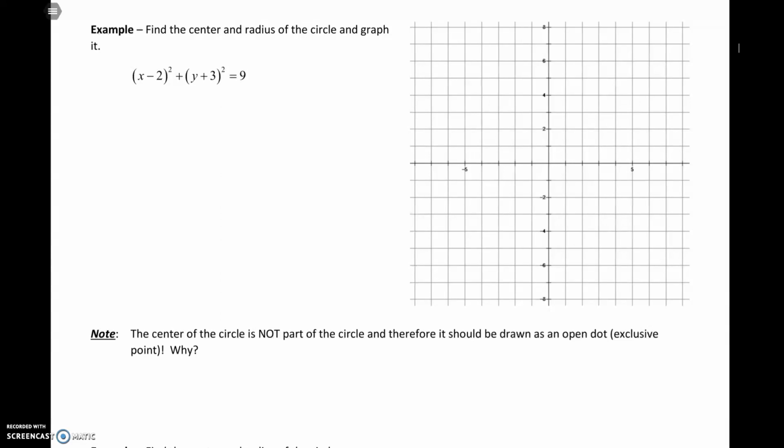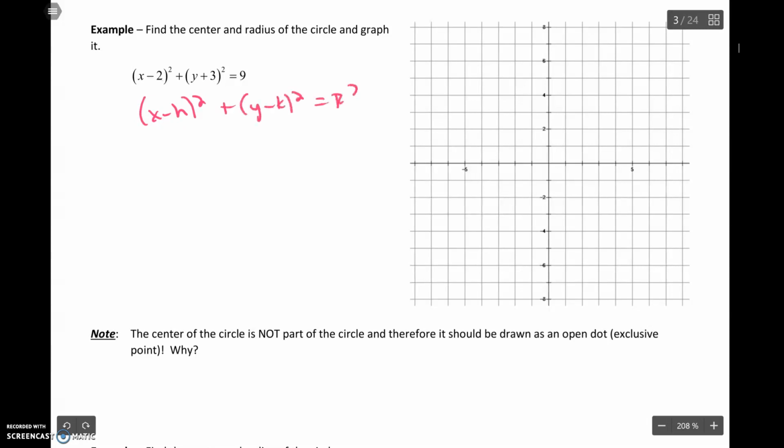Find the center and radius of the circle and graph it. So this is in (x − h)² + (y − k)² = r² form. My h is going to be 2, so that's the x coordinate of the center. My k is going to be the opposite of 3. And my radius squared is going to be 9.